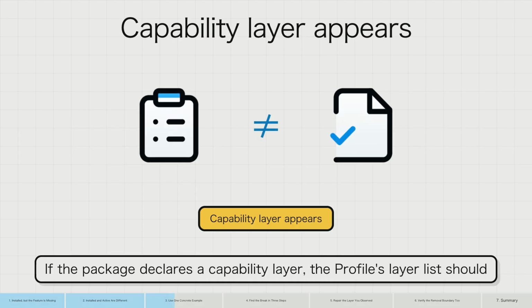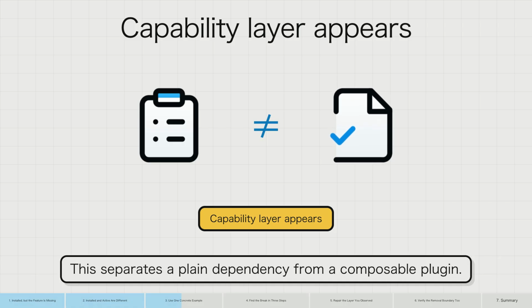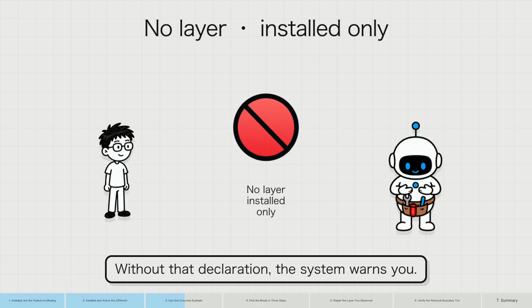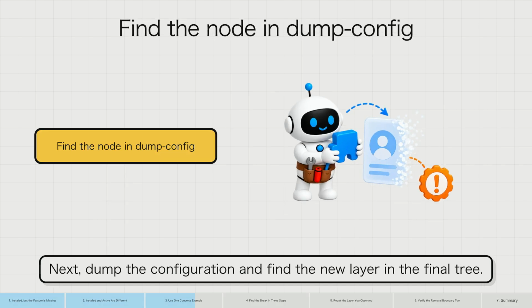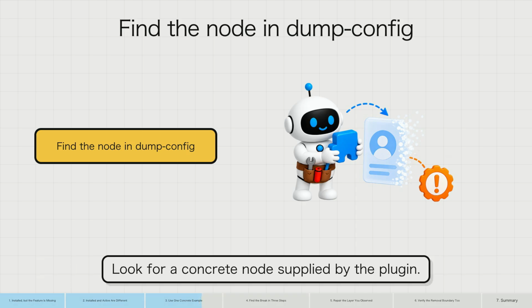If the package declares a capability layer, the profile's layer list should also gain it. This separates a plain dependency from a composable plugin. Without that declaration, the system warns you. The package is installed, but it does not join the composition. Next, dump the configuration and find the new layer in the final tree. Look for a concrete node supplied by the plugin.